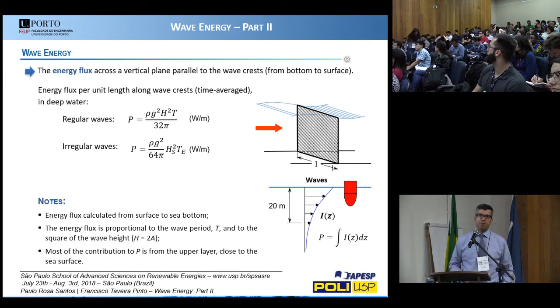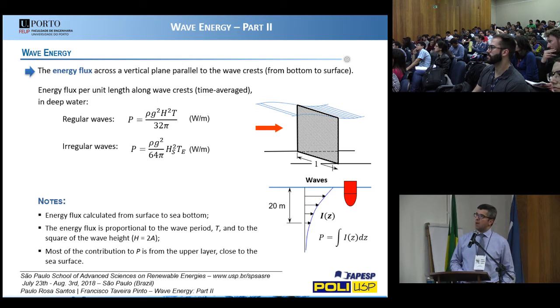Or if you have an irregular sea state characterized by a significant wave height and an energetic period, you can use this expression here to assess, let's say, the mean energy flux across that plane. So what we can see here is that that energy flux or power depends on the square of the wave height, or in this case the significant wave height, and also depends on the wave period.